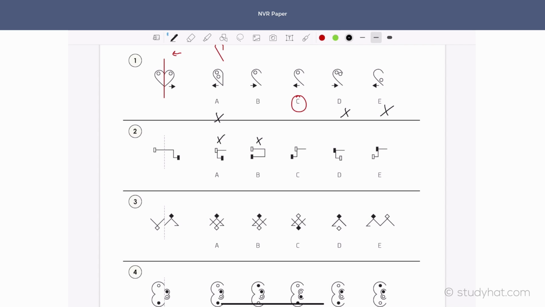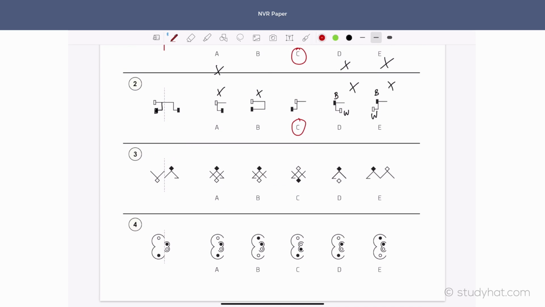C is looking quite good. If you imagine moving this over to the left, this bit here would be like this, right? Which is exactly what we've got for C. D, we've got the wrong bits around. The black and the white are not in the right place. And again here, the black and the white is not in the right place. So these are wrong. And so our answer is C.